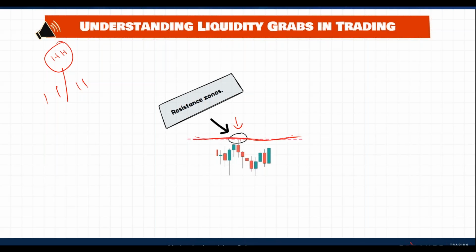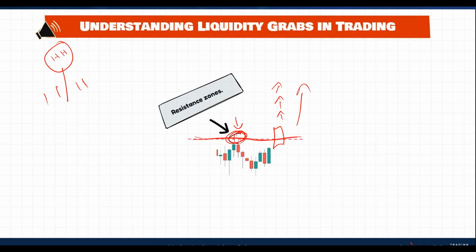Okay, you can just draw a horizontal line over here, and you can think, okay, if I have a breakout towards the upside, I will move with the flow and I'll try to buy the market. Okay, this is what a trader usually thinks. So what happens is you need to find your resistance zone.